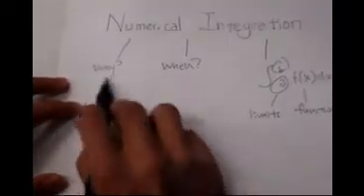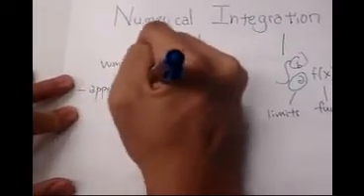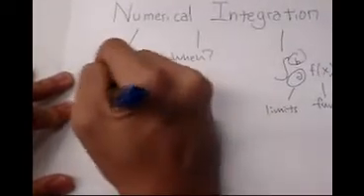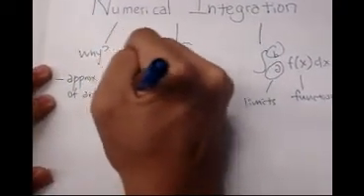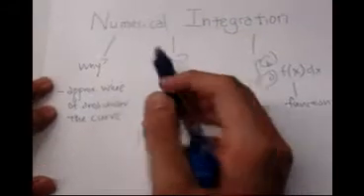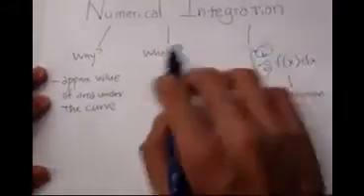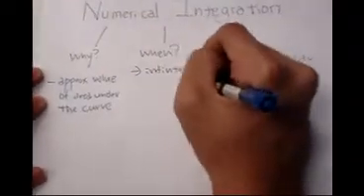Why we need it is actually to find the approximate value of the area under the curve. So this is the reason why we actually need numerical integration. And when we need it, when it's going to infinity, what does this mean? I'll show you an example.